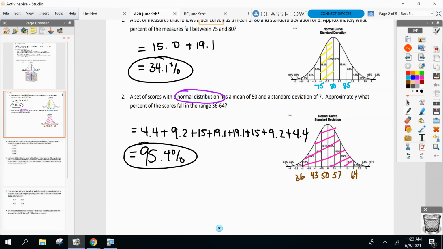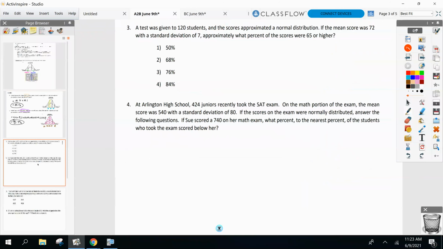All right, so let's look at number 3. No curve here, we're not using one. Everyone see the scores are normally distributed. So I know I'm going to use my percents here. Mean is 72, standard deviation is 7. Approximately what percent of scores are 65 or higher? So 65 and above, right? 65 and above. All right, go to your calc.